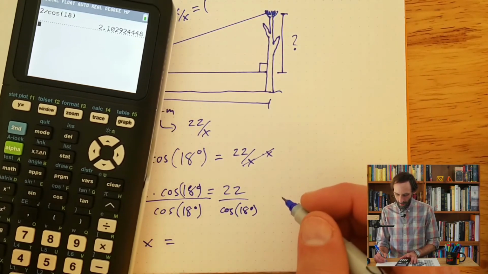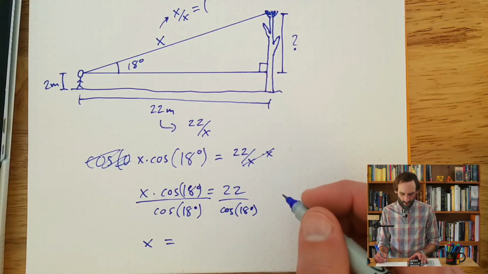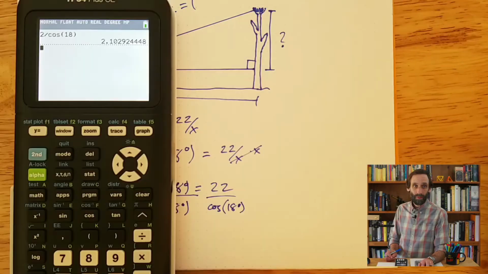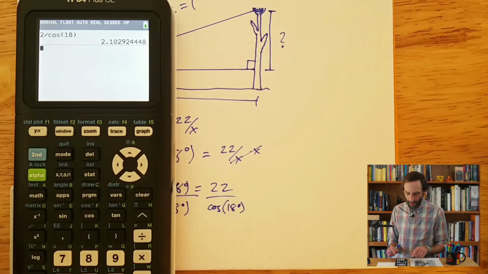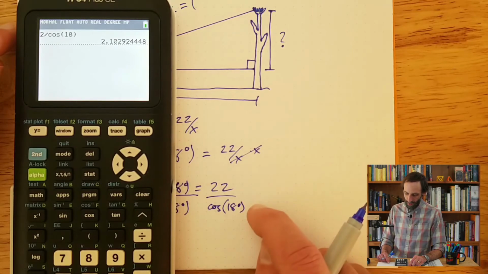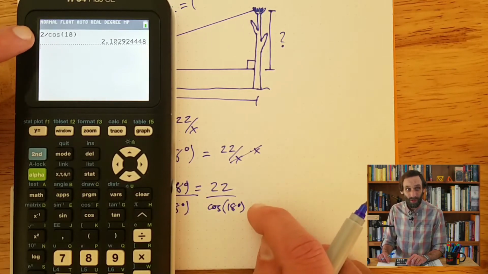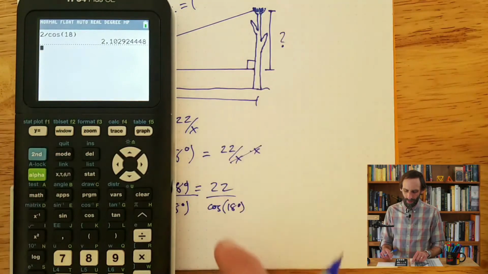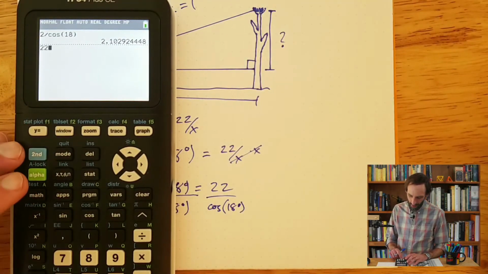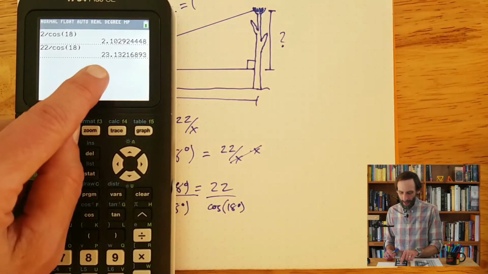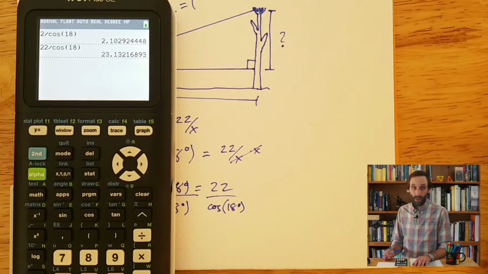Okay, so wait a second. That doesn't seem right. Cosine of 18 degrees? Okay, I just realized the mistake I made. I wanted to type in 22 divided by the cosine, but I typed in 2 divided by the cosine. I saw this, and I was like, wait a second. That does not seem far enough to be the distance. So let's try that again. 22 divided by the cosine of 18. That looks a lot better, 23.1 meters.